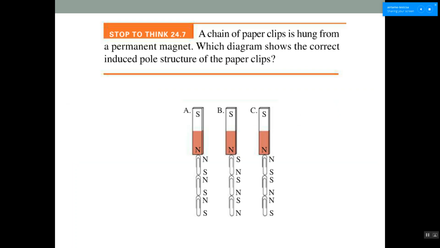Another question: if I have these three magnets, and they're picking up paper clips, which one of these situations is accurate? B. Why? Yeah. The principle is very similar to electrostatic forces. And so the answer, yes, is B, and that's because opposite poles attract.